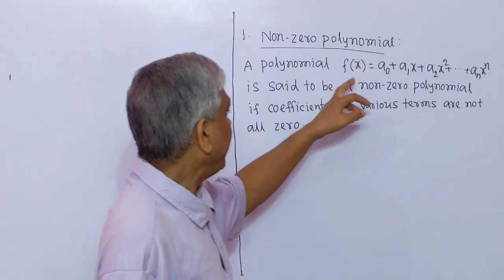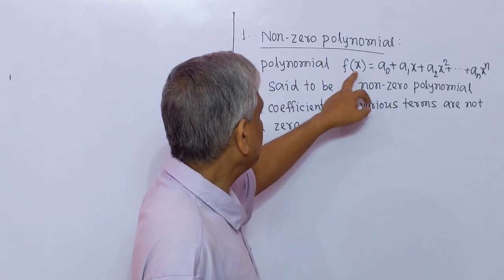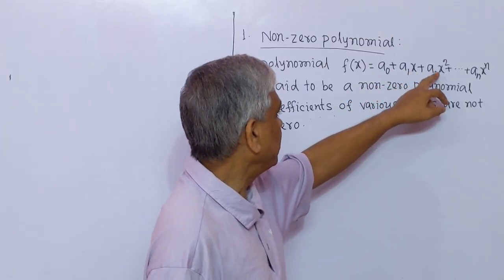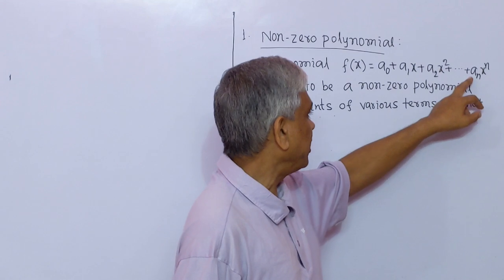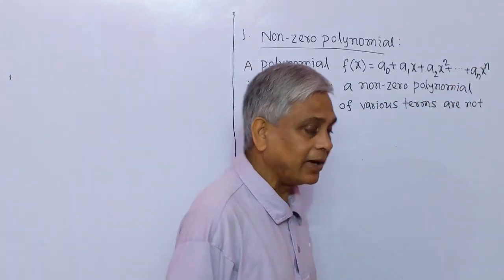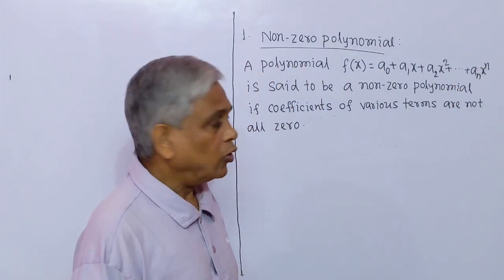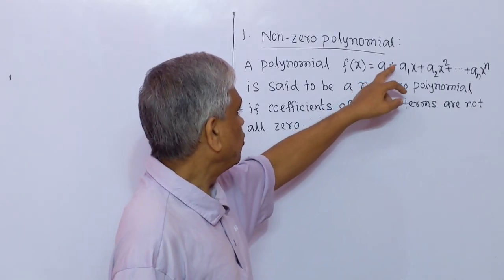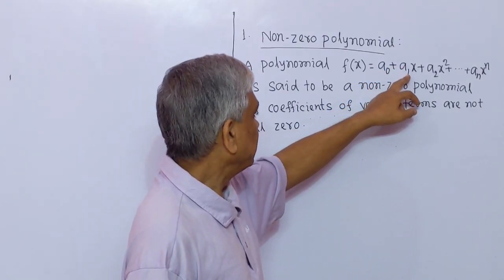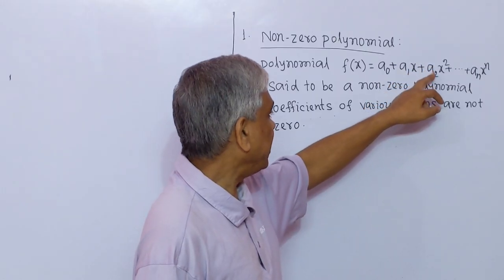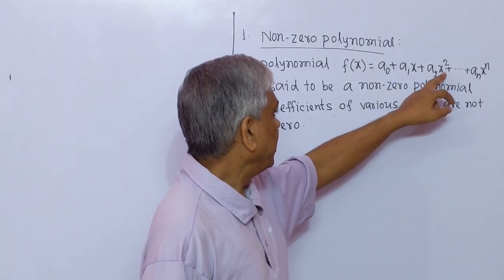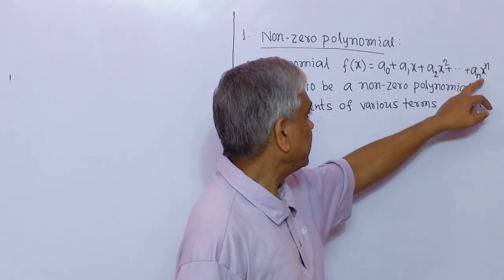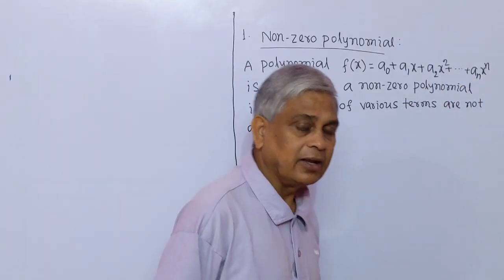Here we have a polynomial f(x) equal to a0 plus a1 x plus a2 x square plus ... plus an x to the power n. Here coefficient of the first term is a0, coefficient of second term is a1, coefficient of third term a2, and coefficient of last term equal to an.